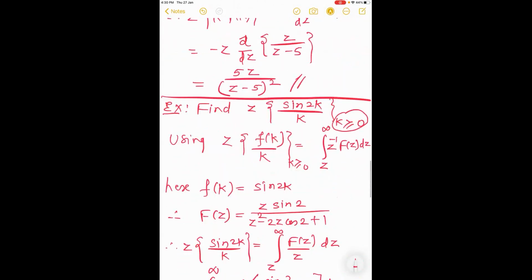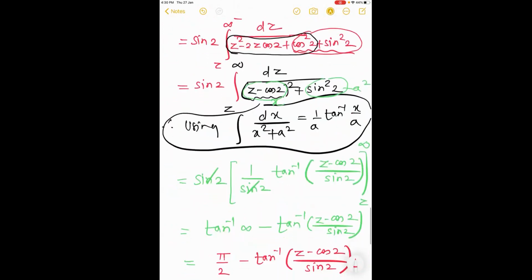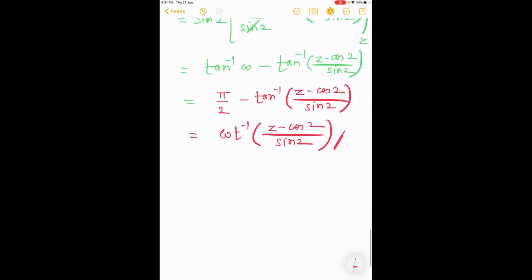So this will be the result for the transform of f of k upon k. We have started from the standard result, integral z to infinity of z raised to minus 1 f z, and calculated with this particular form. Any doubt regarding this? Yes? Following one. So one problem will be for the convolution. For one or two functions you can have this result directly.